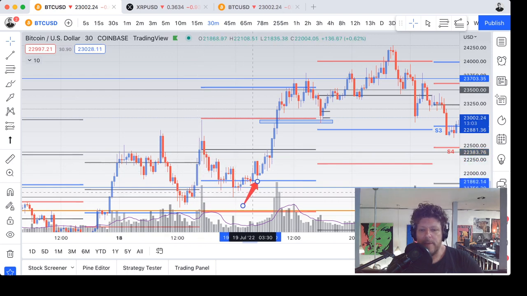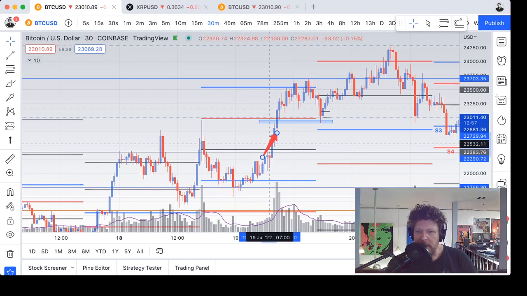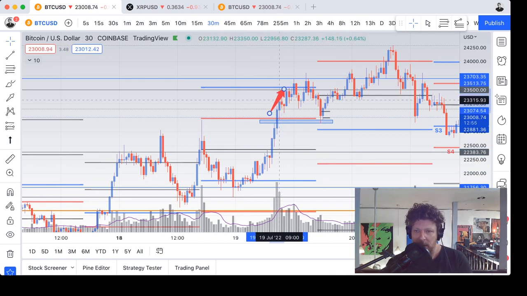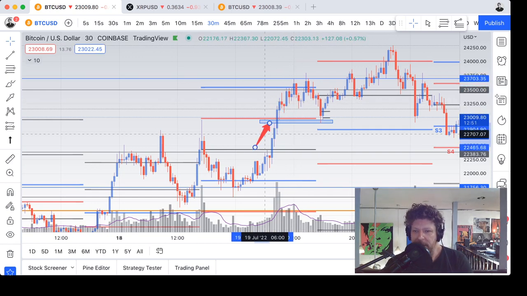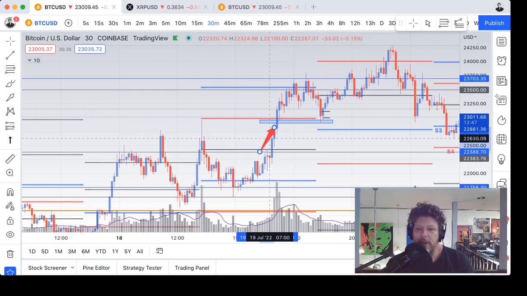Came down to S3. And then the move after that is going to go back up to R3. And that's exactly what it did. Went back up to R3, and this time went all the way up to R4 and hit some resistance here. And now I know that there's a liquidity pool or some liquidity to grab. So I'm looking to see what happens.